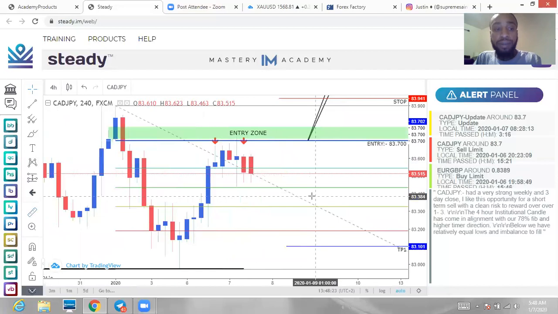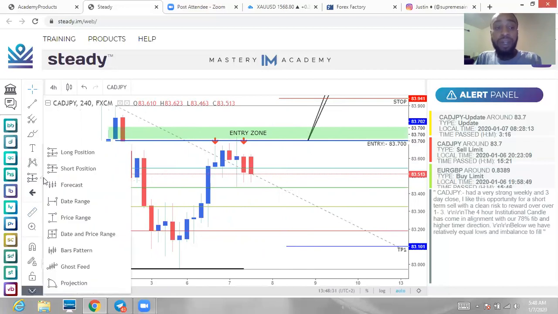The third way is usually what I prefer. Now, if you see over here where it says long position, we're going to make sure we click over here and do short position since it's going to be a sell.